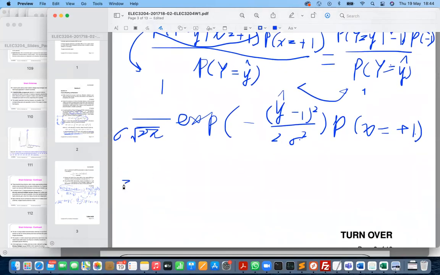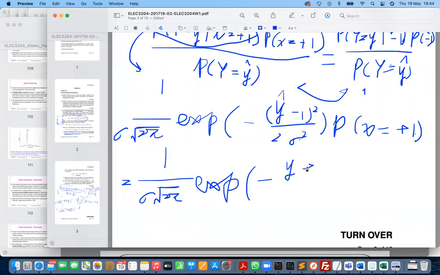This should equal to 1 over sigma square root of 2 pi, and then exp of minus (y plus 1) squared over 2 sigma squared, and then P(x) equals -1.